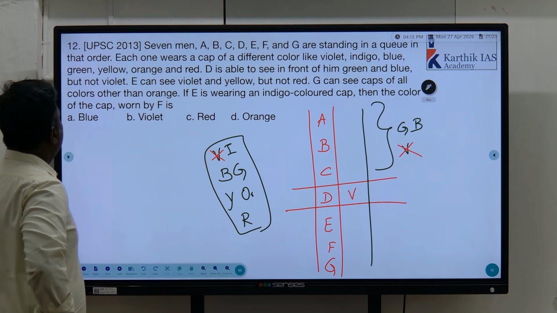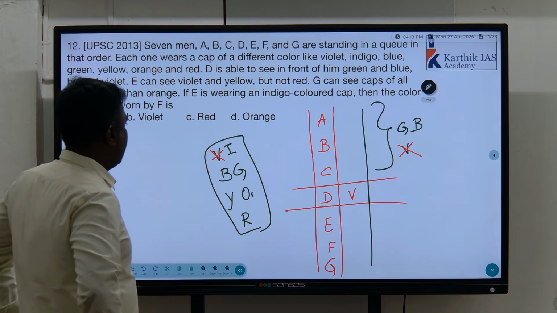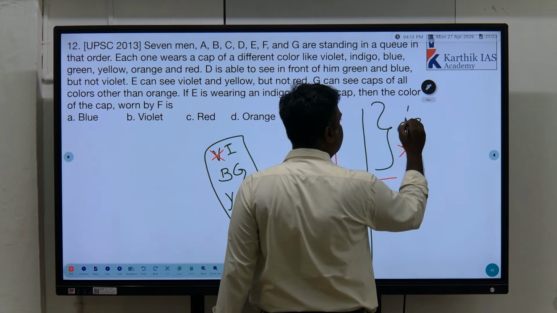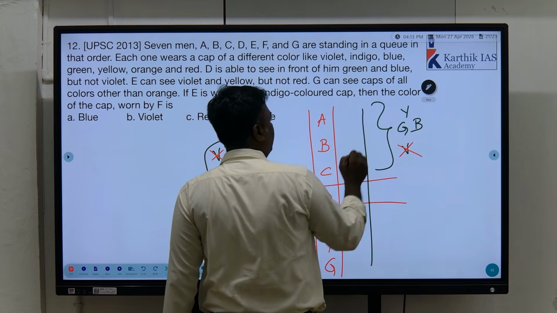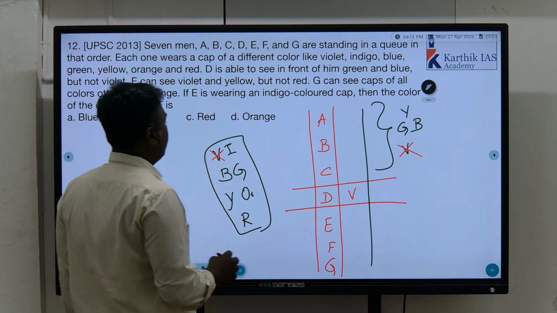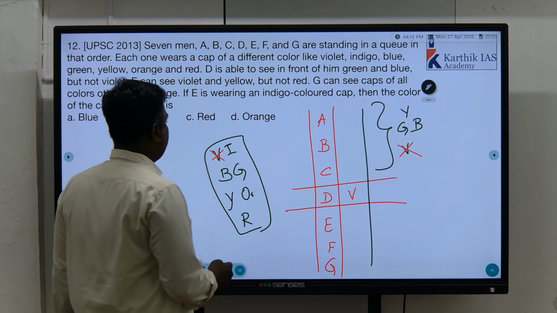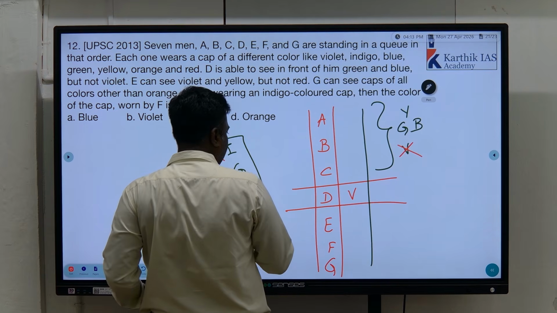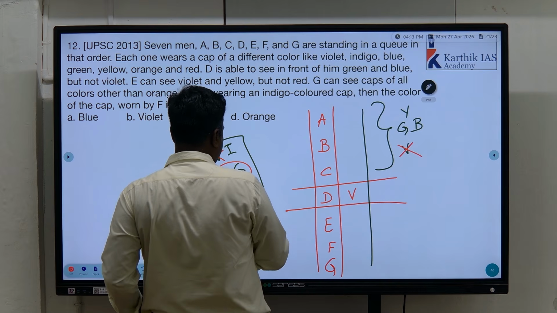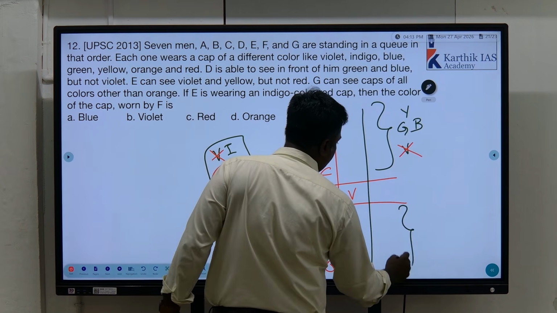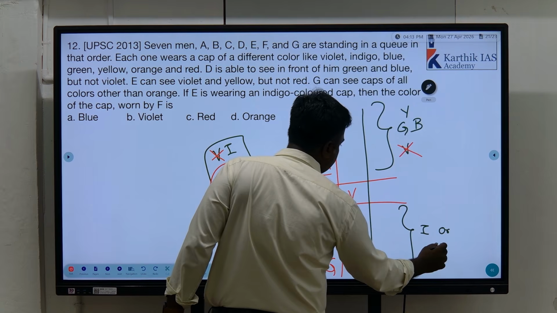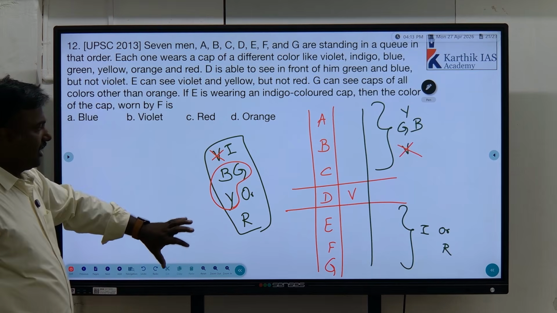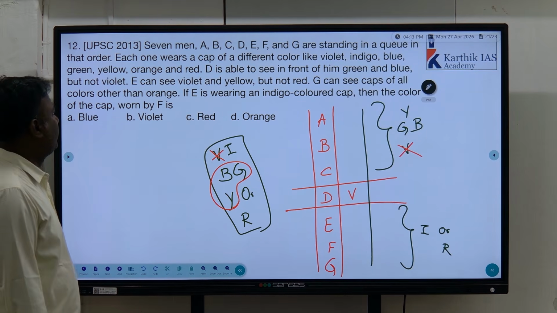Okay. E can see violet and yellow, which means obviously the third color is yellow. Among A, B, C, G, Y, B has to be there. See, among the 7 colors, violet is used. G, Y, B are going to be with A, B, C, correct? Then from the remaining three only indigo, orange and red have to be there, correct? First split it: first three, last three, center, all of them we found.